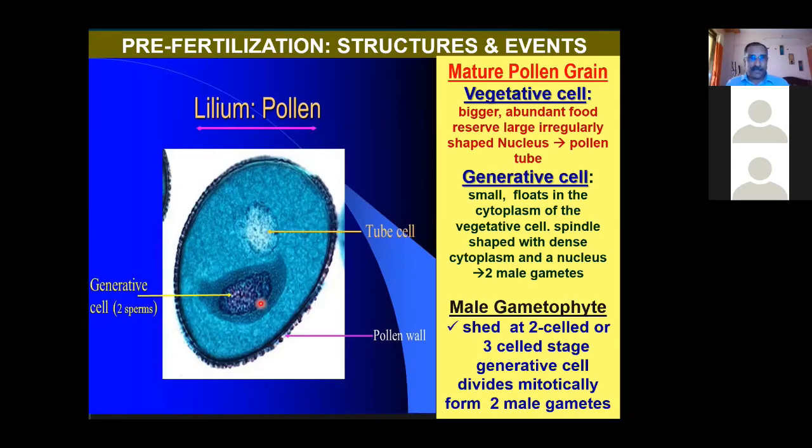That is generally. But sometimes even before the germination or development of the pollen tube, the nucleus of the generative cell can divide and become two male gametes, and finally three nuclei, three cells will be there, and this is released in pollination. So this two-celled or three-celled stage of the pollen grain we call male gametophyte. Now you see how the male gametophyte is developing.